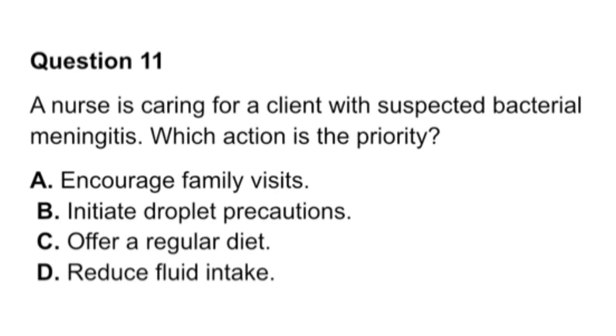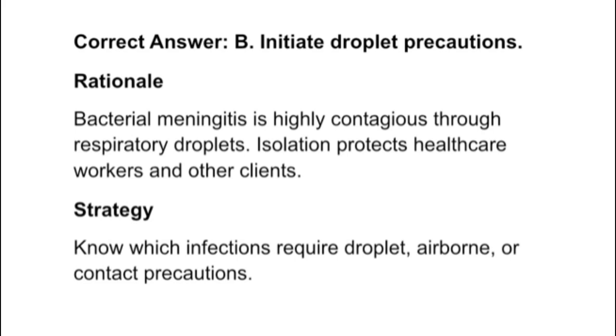Question 11. A nurse is caring for a client with suspected bacterial meningitis. Which action is the priority? A. Encourage family visits. B. Initiate droplet precautions. C. Offer a regular diet. D. Reduce fluid intake. Correct answer, B. Initiate droplet precautions. Rationale. Bacterial meningitis is highly contagious through respiratory droplets. Isolation protects healthcare workers and other clients. Strategy. Know which infections require droplet, airborne, or contact precautions.